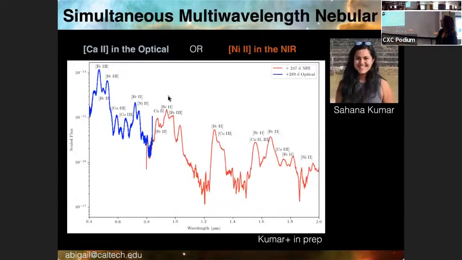So I have a campaign on Magellan working with the wonderful graduate student here, Sahana Kumar. I've PI'd something like 16 nights on Magellan, where we try to get simultaneous optical and near-infrared spectra of type 1A supernovae, because this will either tell us this event had strong calcium, or in this case, a stable nickel feature. And Sahana is pulled onto this because she is the expert in the infrared.